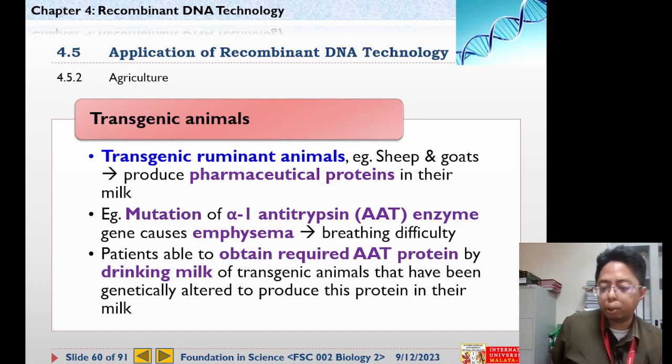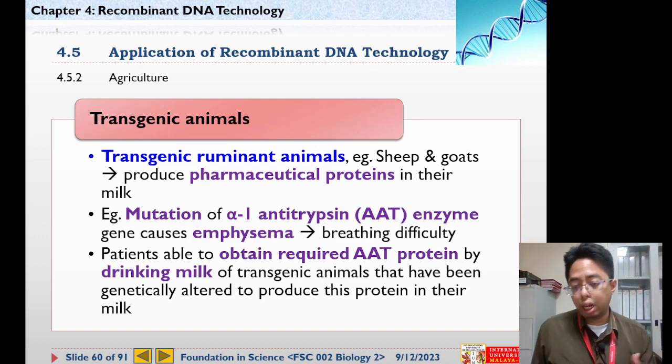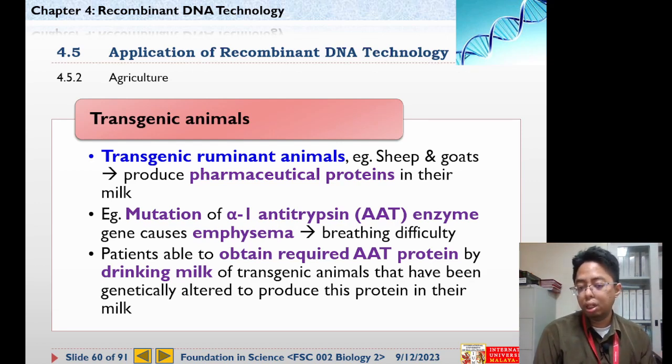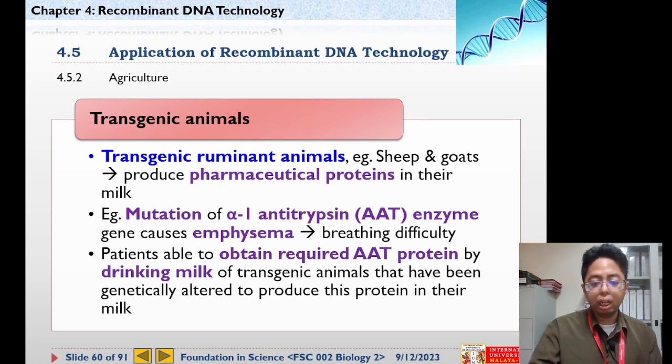The thing is, this protein is not created naturally in the animals that make the milk, the sheep and goats. We as humans put the gene into them, they will create it, and they will pour it into the milk. And then what will happen? The patient will be a little bit cured because of the milk with this AAT protein.